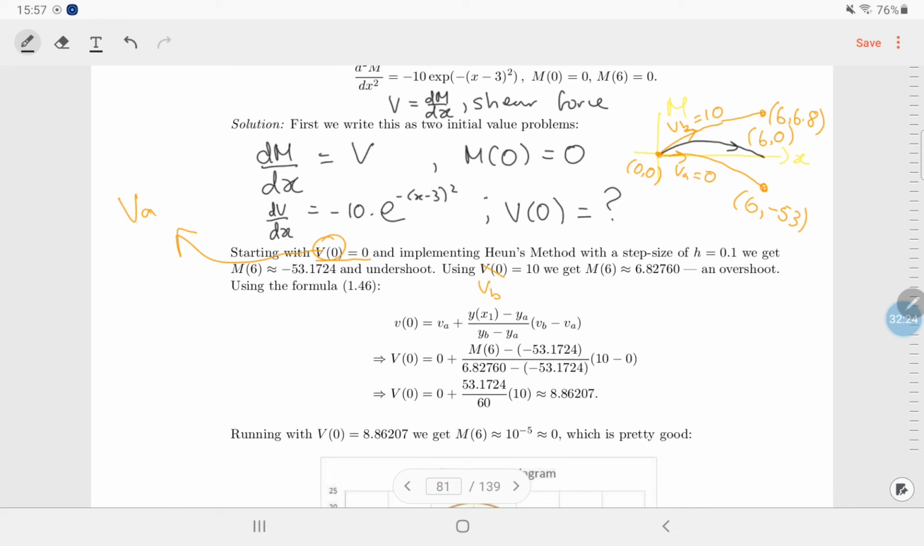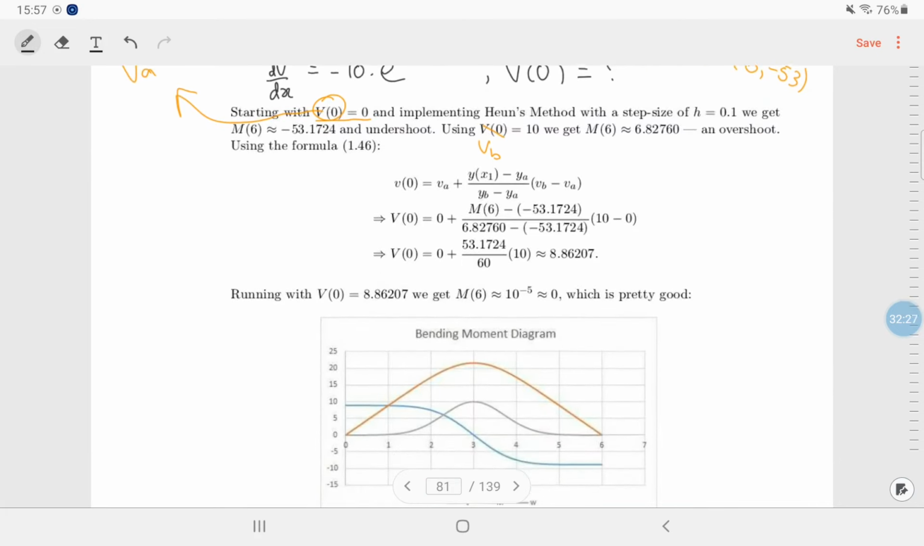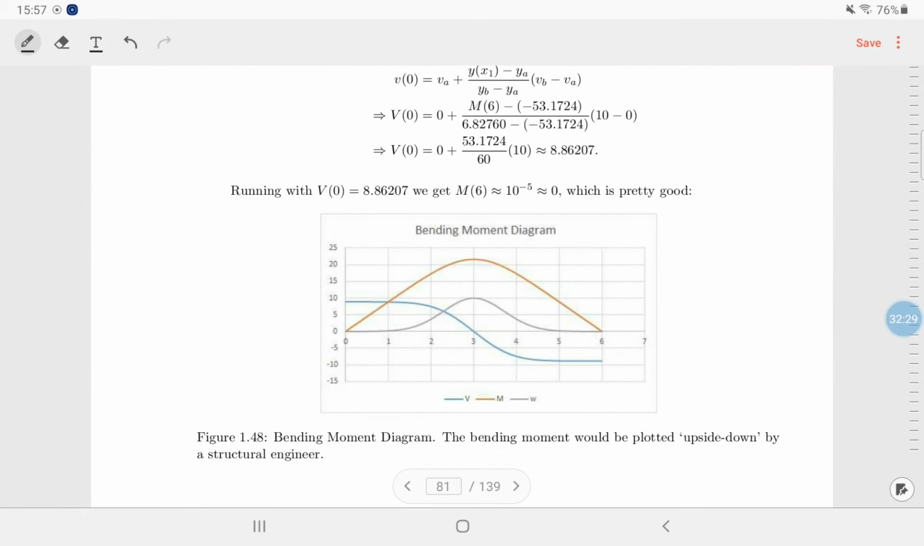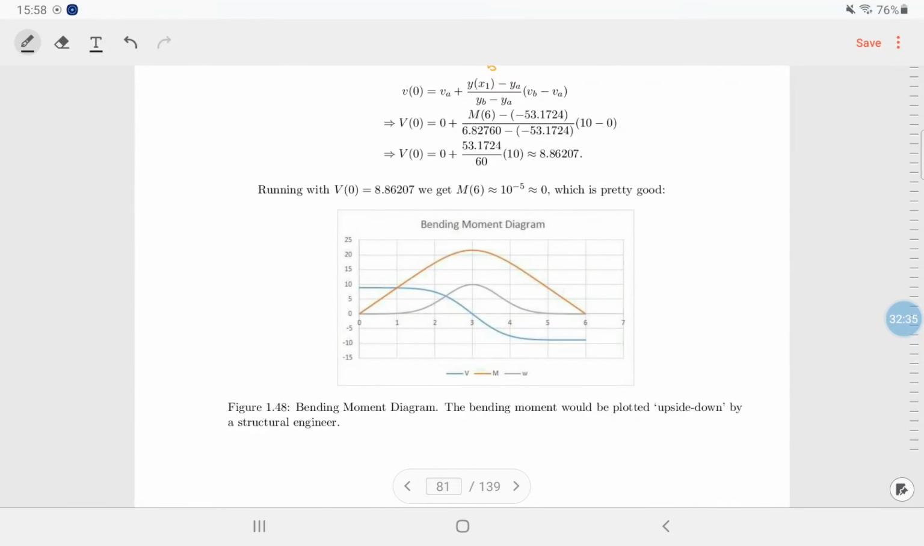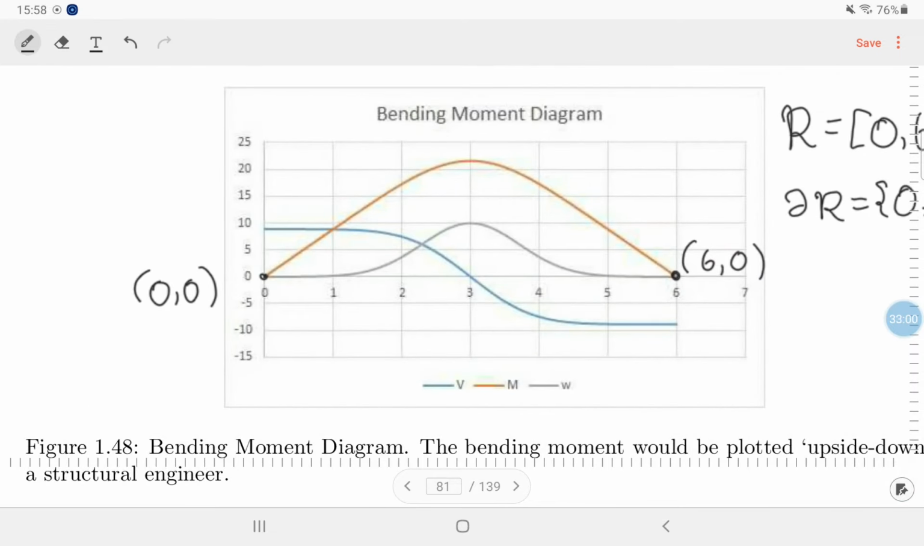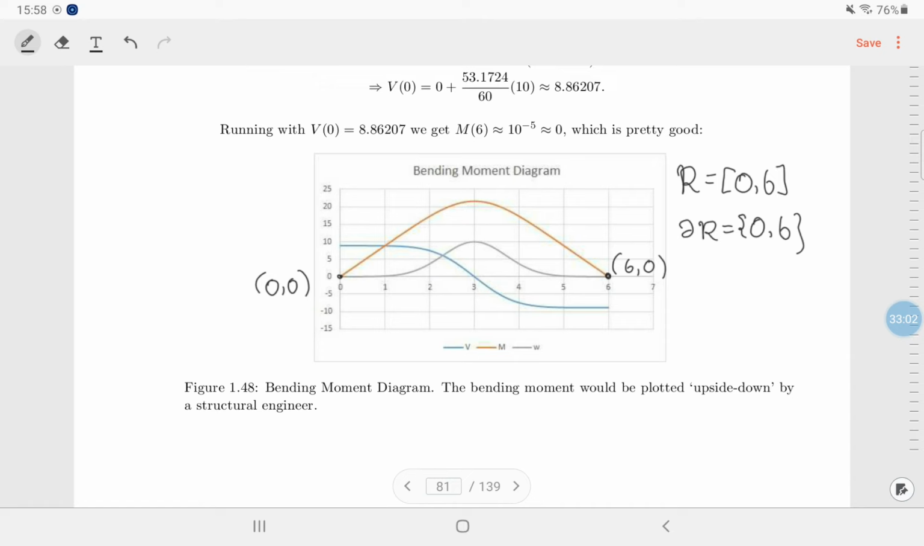Yeah. If you run it again, you get a tiny error at the end, and you get this bending moment equation. Often the bending moment will be plotted upside down. But yeah, and look, the important thing here is we're interested in what's happening at the boundary. So again, being fancy, the region we're interested in is 0 to 6, and the boundary of the region is the point 0 and the point 6. And here, the shear force is of interest, and you can see it's equal to 0 where the bending moment is a maximum. Yeah, okay, very good.